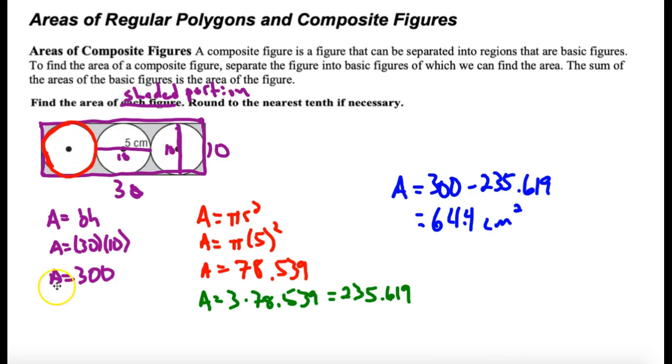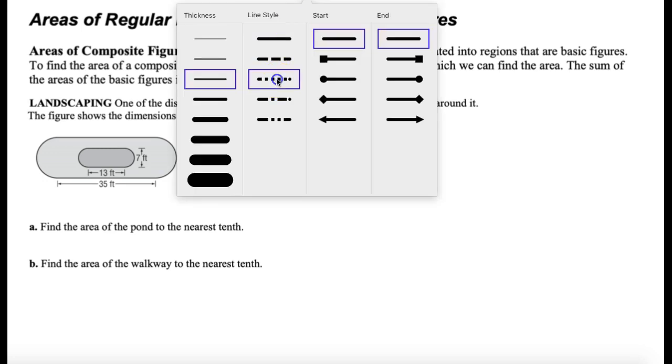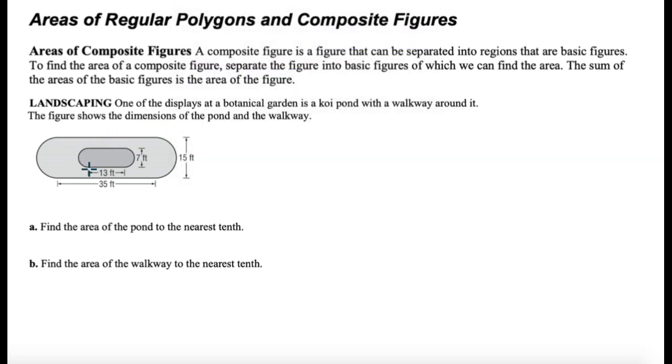Okay. Let's try one more story problem here. On this one, it says we've got a botanical garden and there's a koi pond with a walkway around it. So this middle figure is the koi pond, and this larger figure is the walkway around it. We want to find the area of the pond and then the area of the walkway. So first, we're going to have to split this piece up a little bit. Let's draw in a couple of lines.